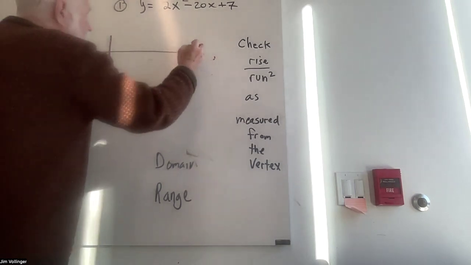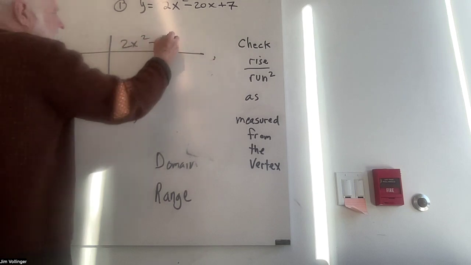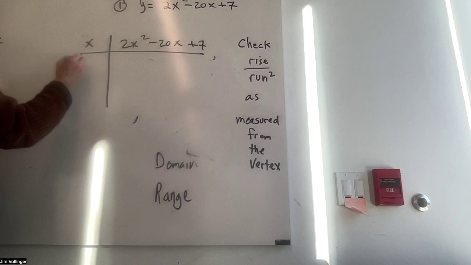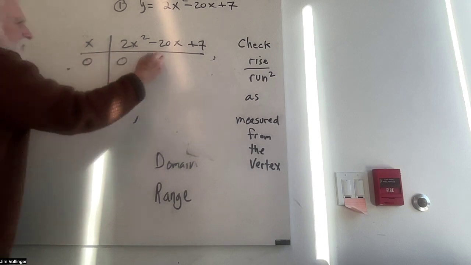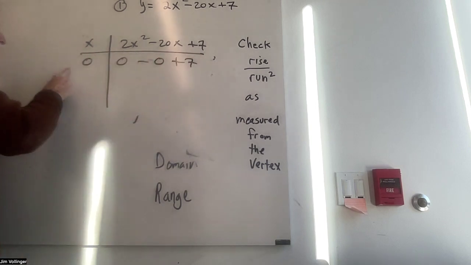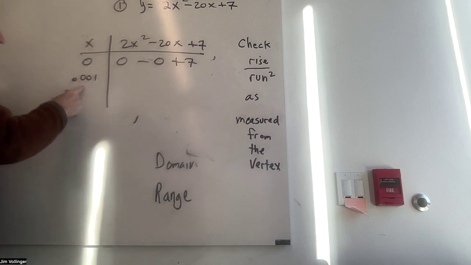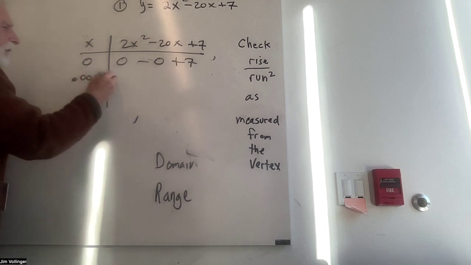So let's look at change. 2x squared minus 20x plus 7. And let's do 3 decimal places for x. Let's start with 0. 0 minus 0 plus 7. And then let's go 3 decimal places, 0.001. And I'm going to square it and double it. So I've got 3 decimals. That becomes 6.